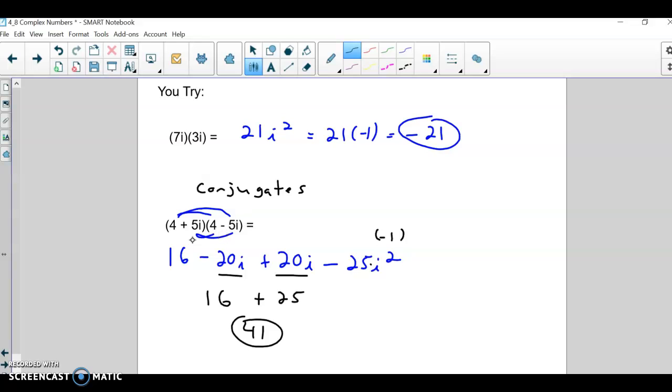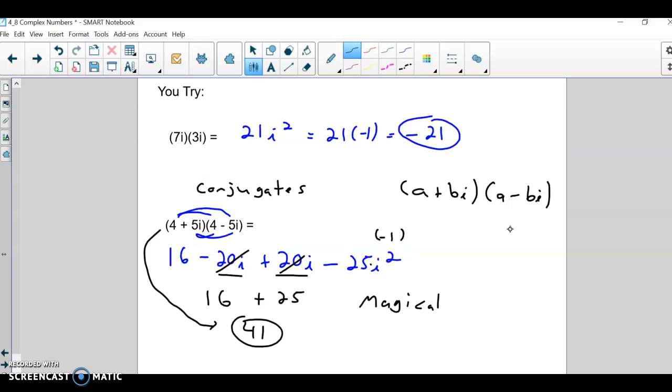But they're just this, everything's the same except one's a plus, one's a minus. And when that happens, the middle parts cancel out, which is kind of magical. And so you have this weird, crazy expression that simplifies all the way down to 41, which is actually pretty magical. Okay, and that'll happen anytime you have a plus bi times a minus bi. So everything's the same except one's a plus, one's a minus, and that's called conjugates. And we'll get into that a little bit in the next lesson.